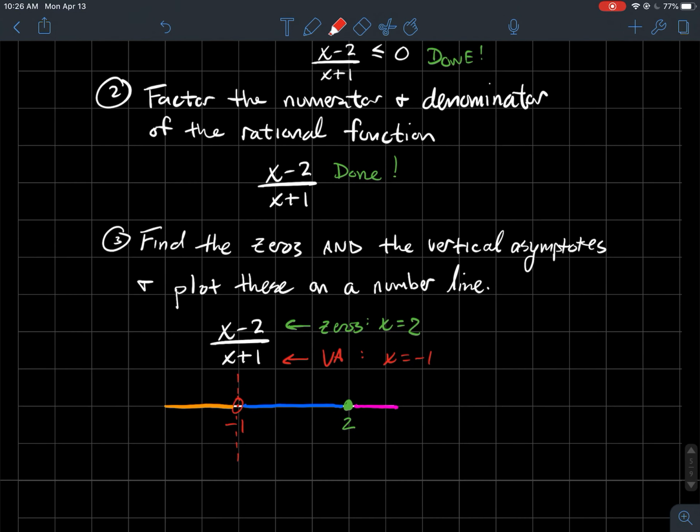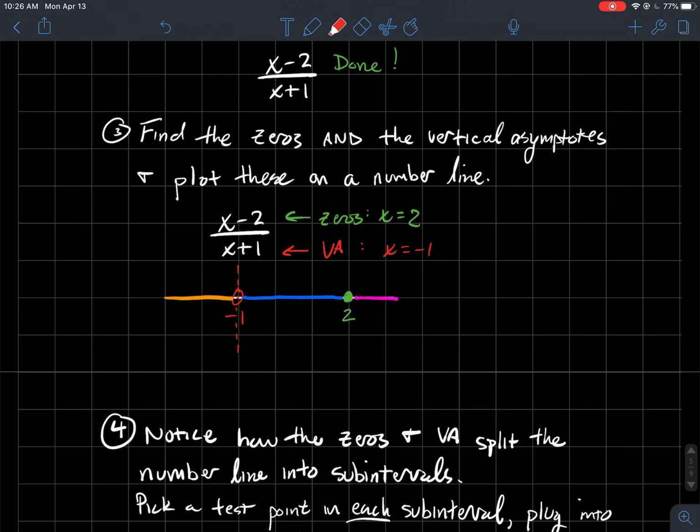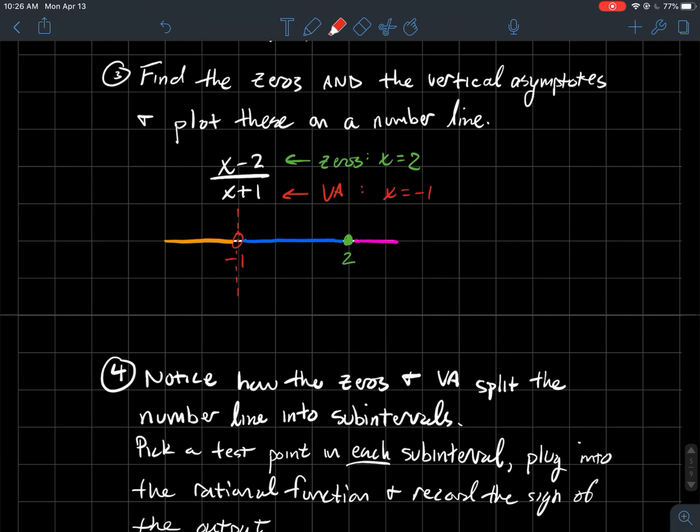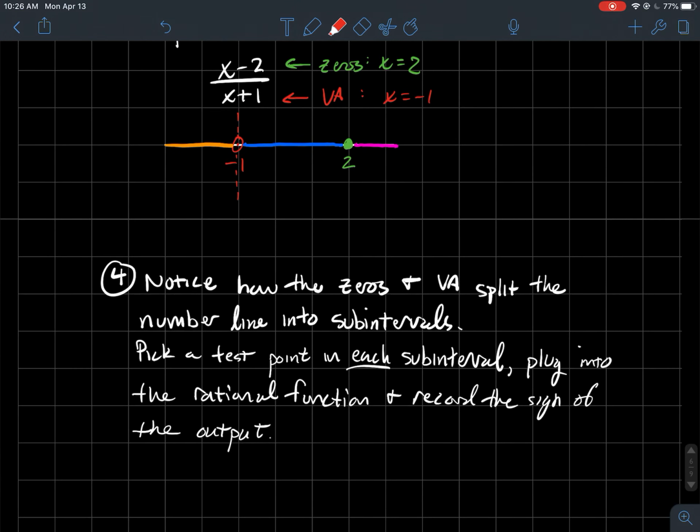Step 4, here's my picture of this on a number line. Notice that when you plot those zeros and vertical asymptotes, that splits the number line into, in my case, 3 different parts. You'll get more parts if you have more zeros and more vertical asymptotes. We split the number line into these subintervals. Now we'll pick a test point in each subinterval, plug it into our rational function, and see what the overall sign is. Is it positive or is it negative?